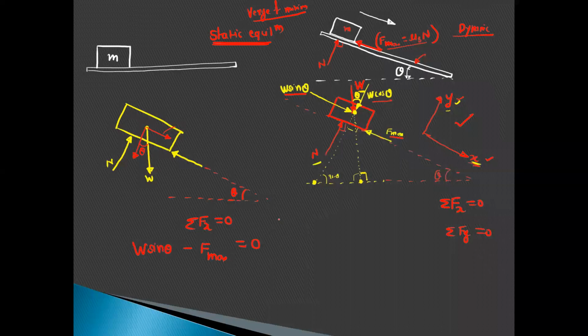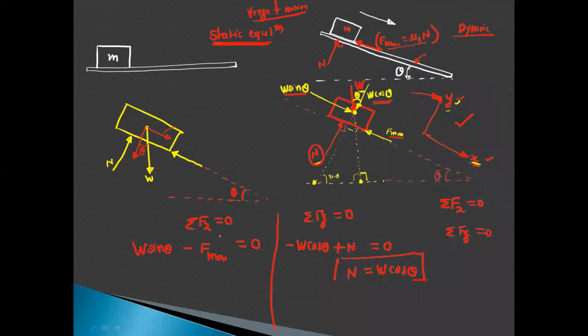Now consider summation Fy, this is equal to 0. For summation Fy, we have W cos theta, but if you observe this reference axis, it is acting in the negative y direction, so it is minus W cos theta. Then this normal reaction is towards the positive y direction, so plus N, and this is equal to 0. From this, you will get the equation for normal reaction, which is equal to W cos theta.